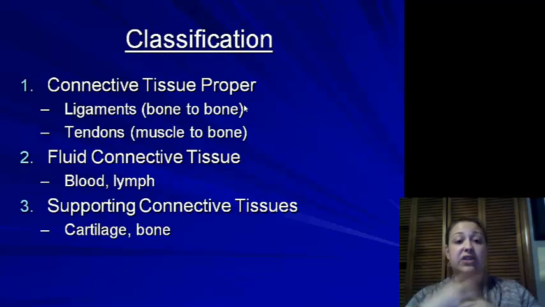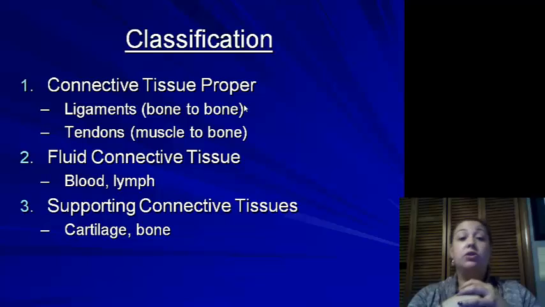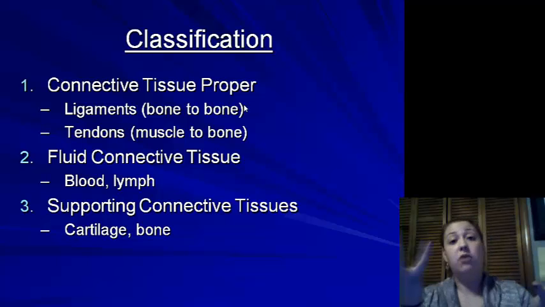Now we have three classifications. Connective tissue proper, which are going to be our ligaments and our tendons. We have fluid connective tissues, which are going to be our blood and lymph. And we have supportive connective tissues, which are going to be our cartilage and bone.